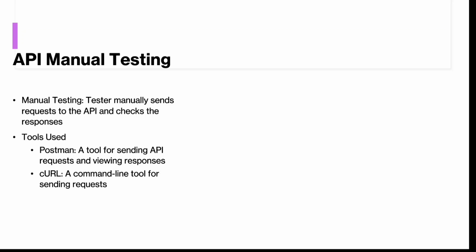Another is cURL. It is a command line tool. Through that way also we can send the request and get the response. And we also have a bunch of status codes, guys. Through the status code we can get to know whether our API is working or not.